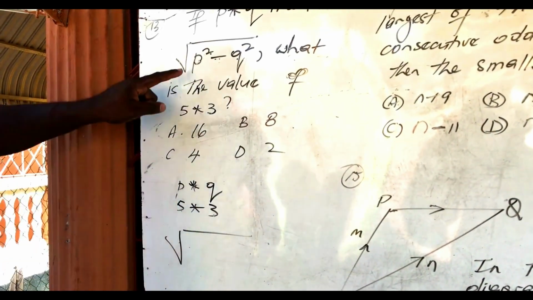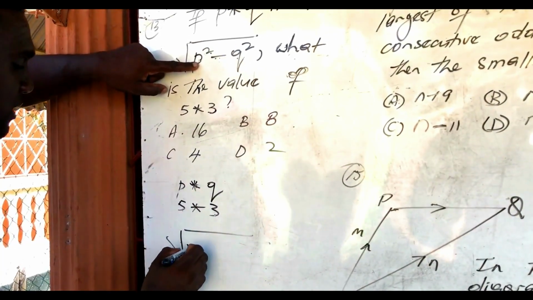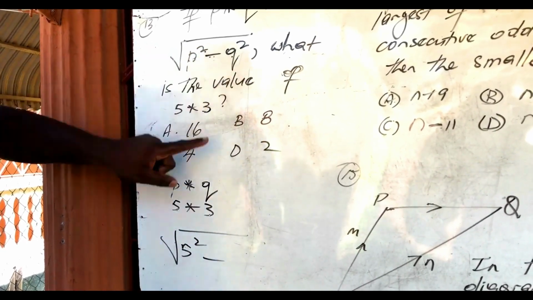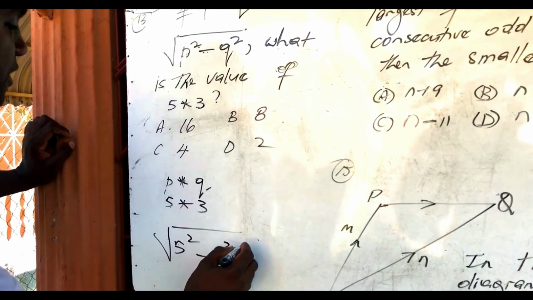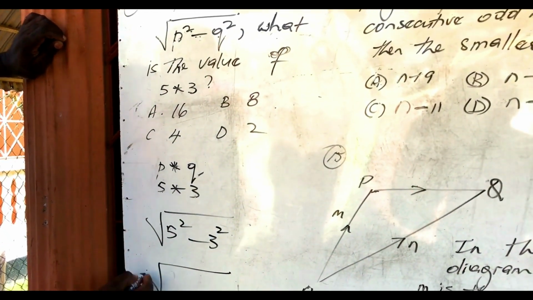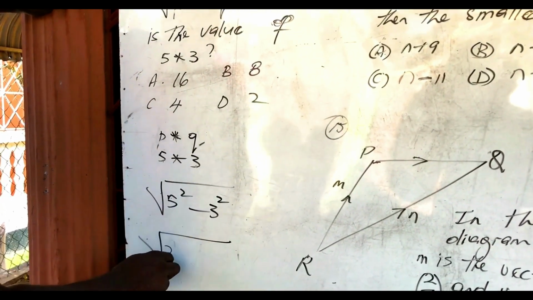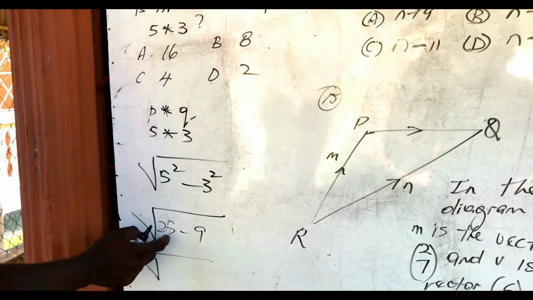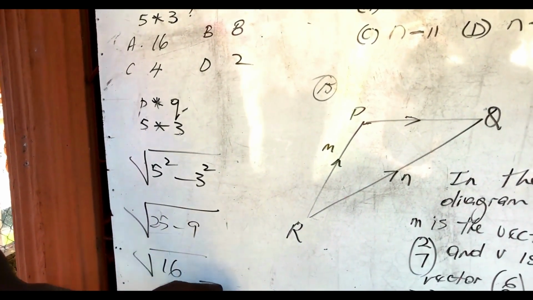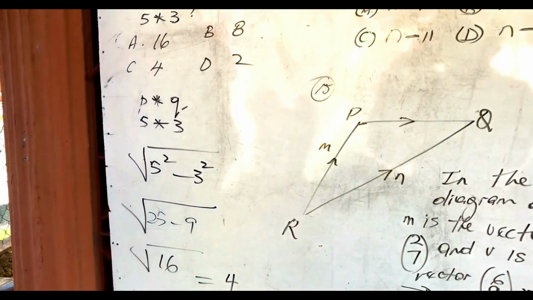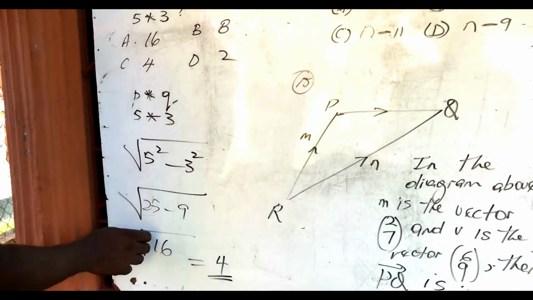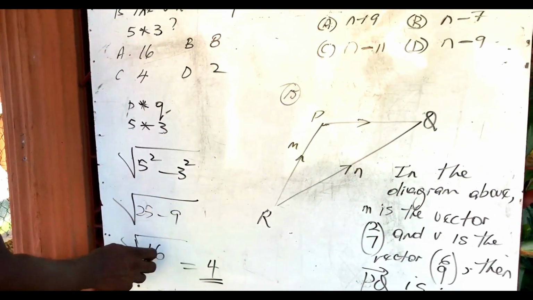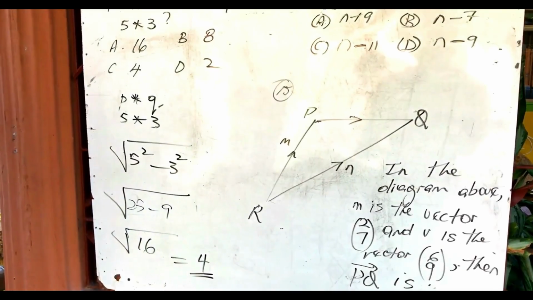So P is 5, wherever I say P I put 5, so that's 5 squared, minus Q, which is 3, I put 3 squared. Again, you could say 5 squared is 25, 3 squared is 9. When I take 9 from 25, I get 16, and the square root of 16 is 4, in the sense of taking the principal square root, which is a positive square root.